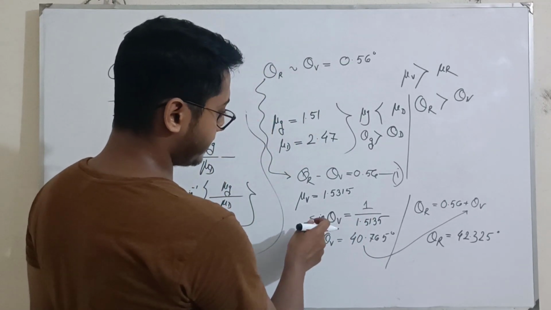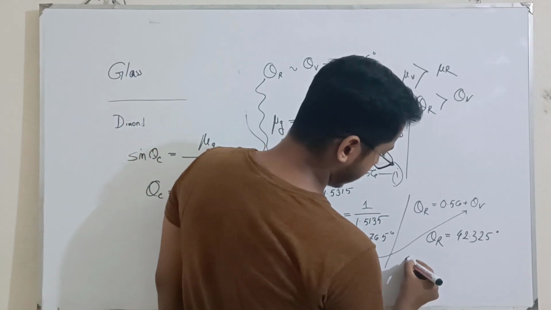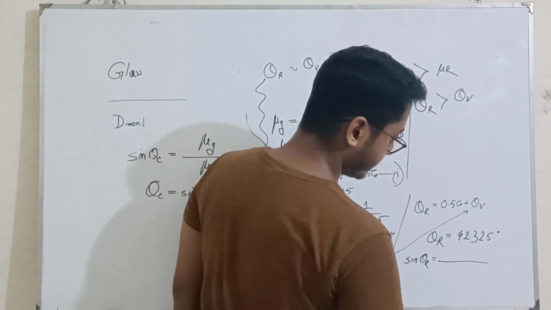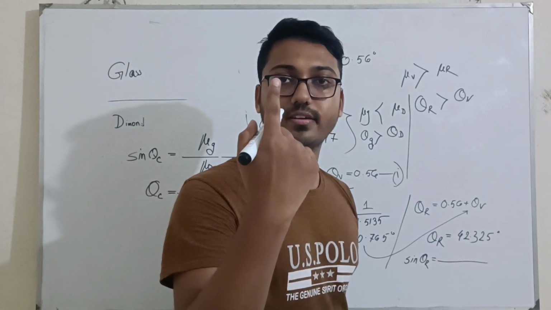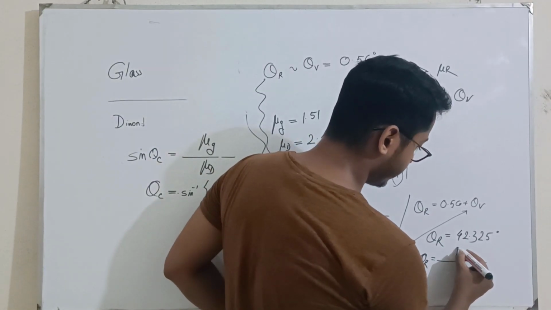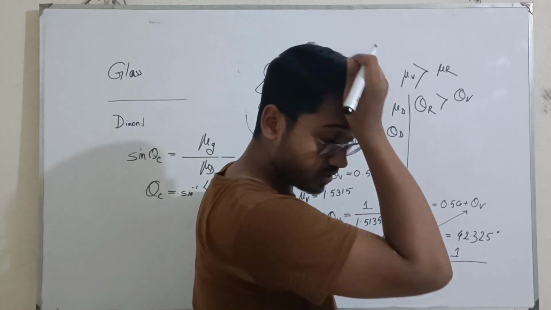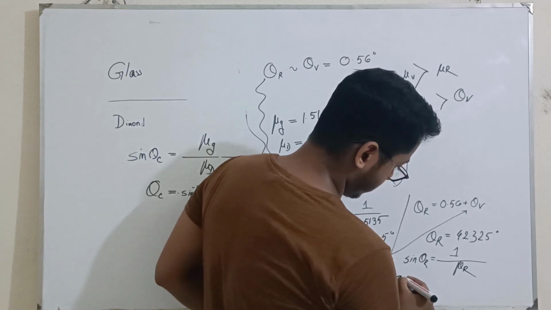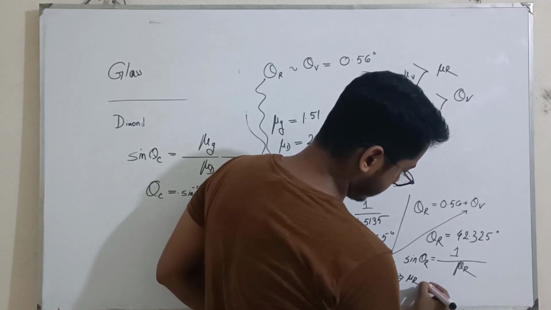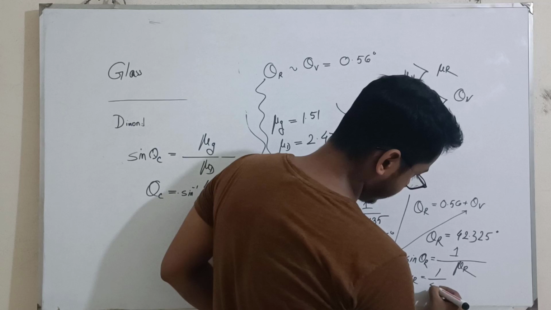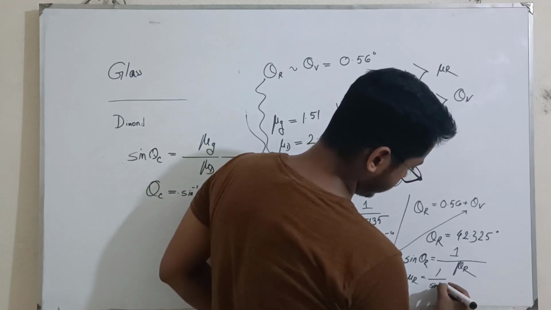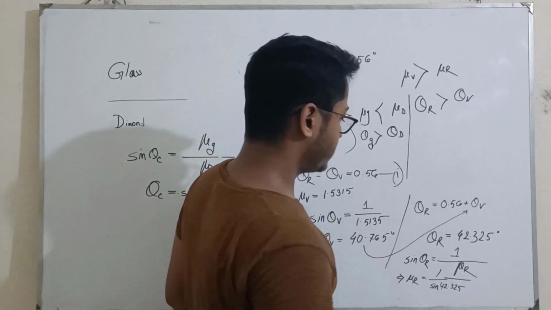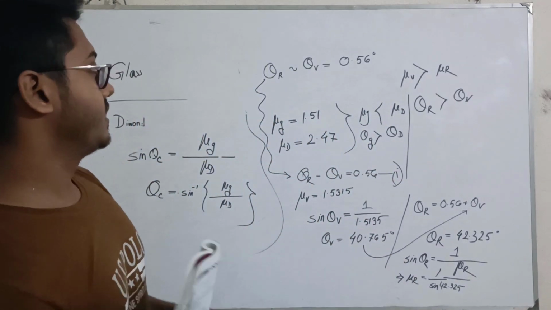So now using the same formula, we know sine of the critical angle of red light is equal to the lighter medium, which is air, whose refractive index is 1, divided by the refractive index for the red light, that is nu r. So nu r is equal to 1 by sine theta r, where the value of theta r is 41.325 degree. So you can find the value by yourself.